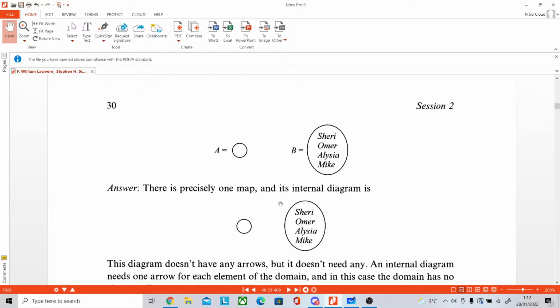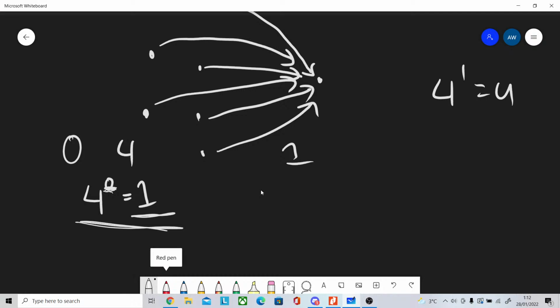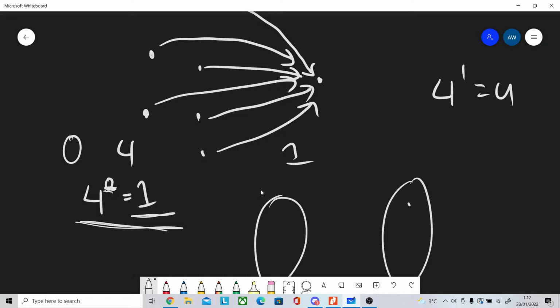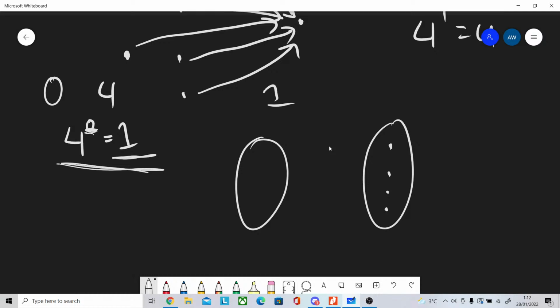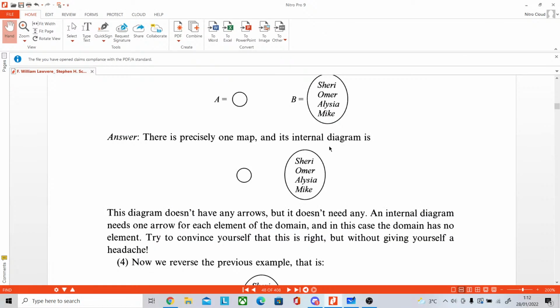There is one map, but there is no mapping. If you have 0 objects, then obviously you can't draw an arrow from here to here because it doesn't have a source. But even though there is no mapping, it is still a map. It's a bit hard to explain, but I sort of get their idea here.